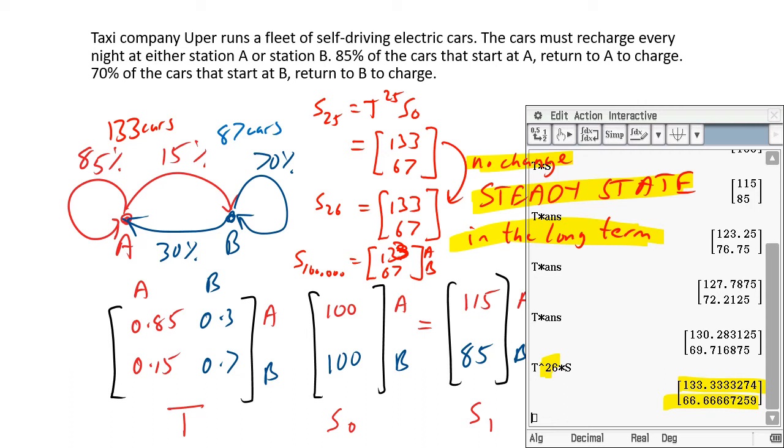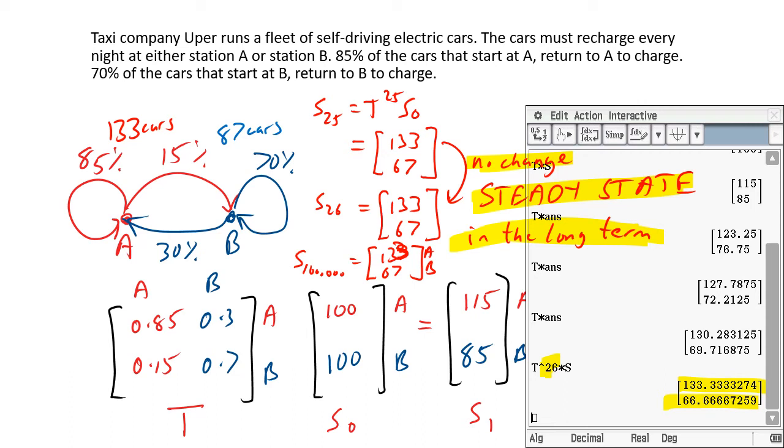At the end of every day, I'll still have the same number of cars at A and B. So when I want to put my resources out there, I want 133 cars at A and 87 cars at B, and I won't have any issues with running out of cars at A and having too many cars sitting around at B. So that's what we look for, that code phrase in the long term.